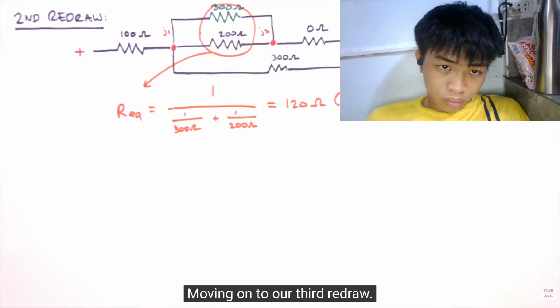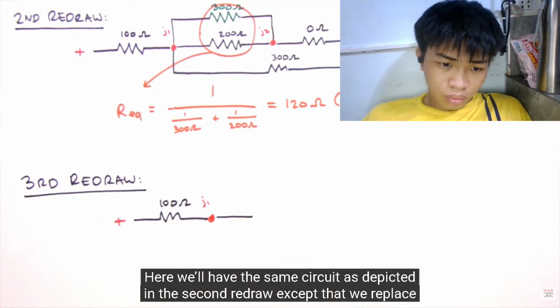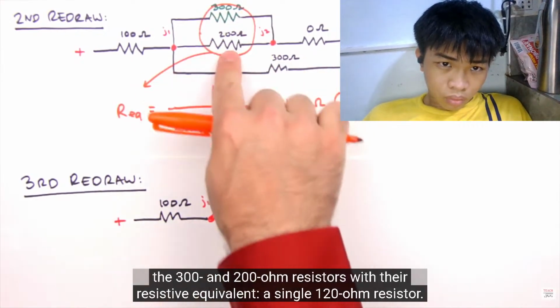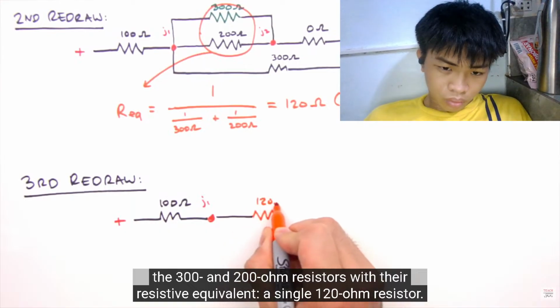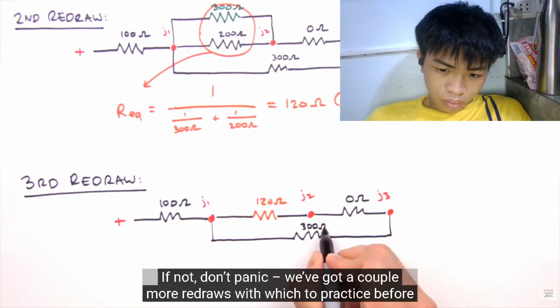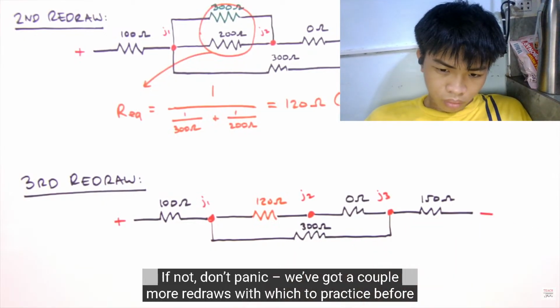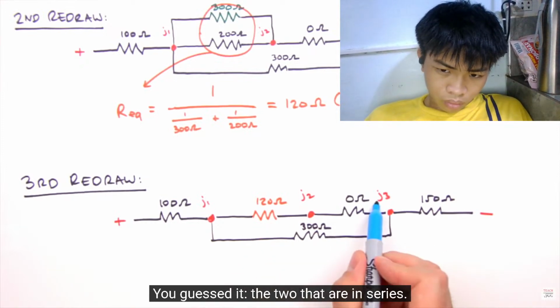Okay, moving on to our third redraw. Here we'll have the same circuit as depicted in the second redraw, except that we replace the 300 and 200 ohm resistors with their resistive equivalent, a single 120 ohm resistor. Starting to get the hang of this? If not, don't panic. We've got a couple more redraws with which to practice before we're done breaking it down. So, which resistors are next? You guessed it, the two that are in series.